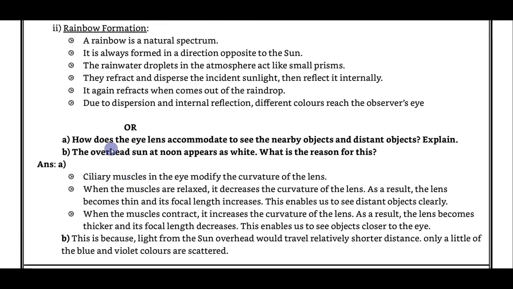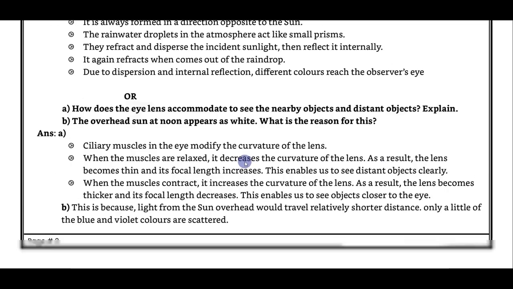How does the eye lens accommodate to see near and far objects? Explain. Next, the overhead sun at noon appears as white. What is the reason for this?